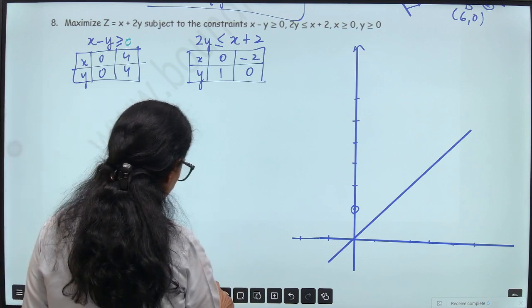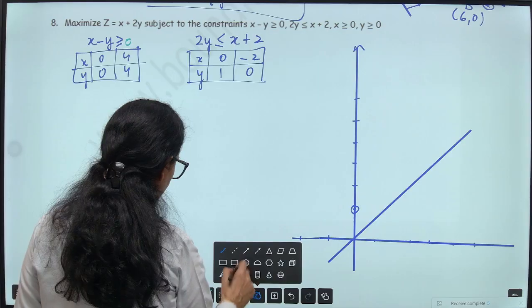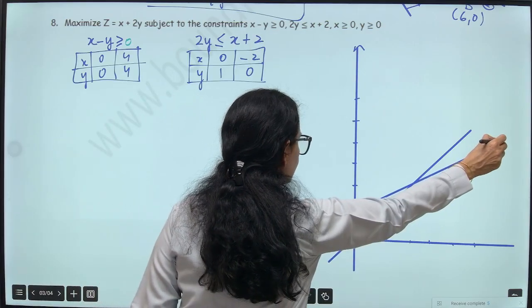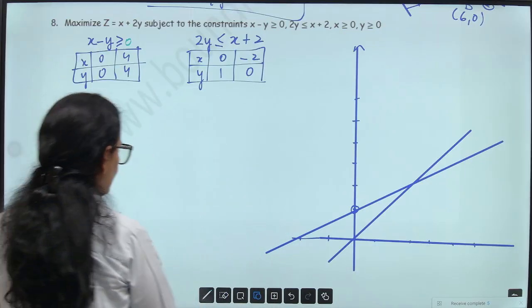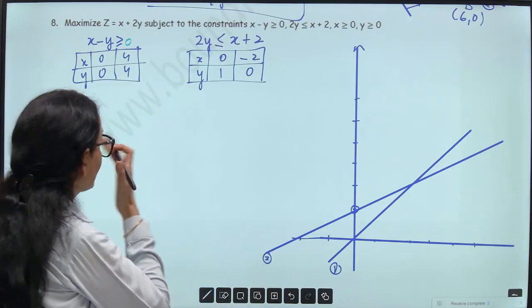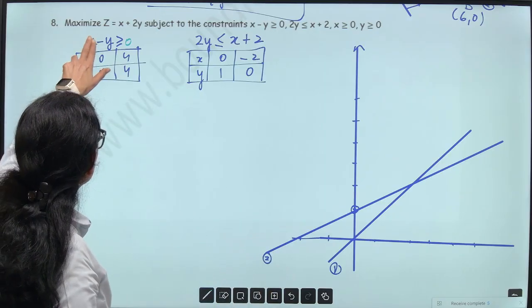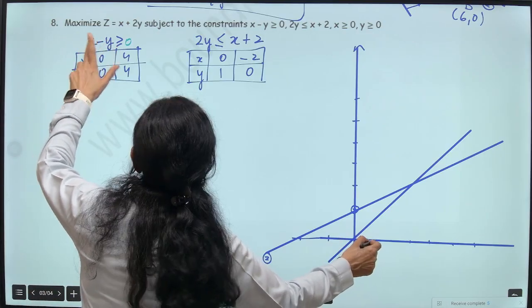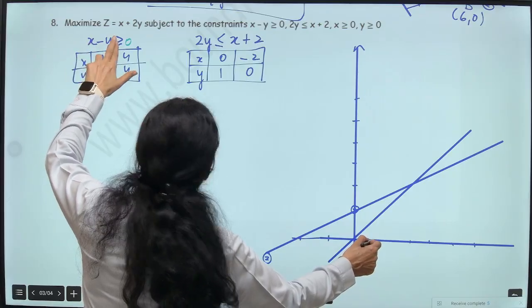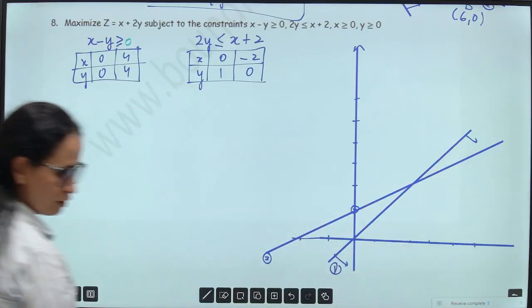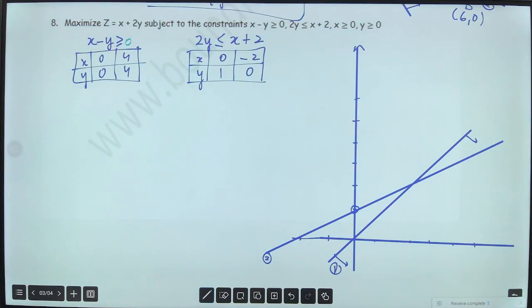Okay, let's draw it and see where it coincides. X is minus 2, so it is going to be something like this, right? So this is the graph for the first inequality and this is for the second one. Now let's look at the feasible region. Let's not look at 0, 0 here. Let's look at 1 comma 0. X is 1, y is 0. 1 is greater than or equal to 0, yes. So that means the feasible region is going to be the downside of the first inequality, right?